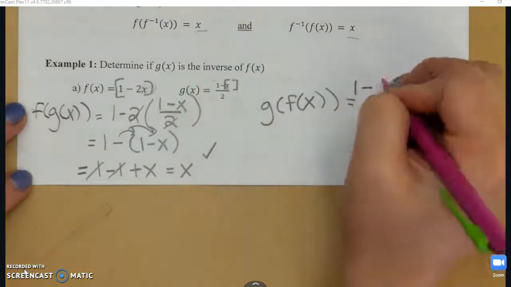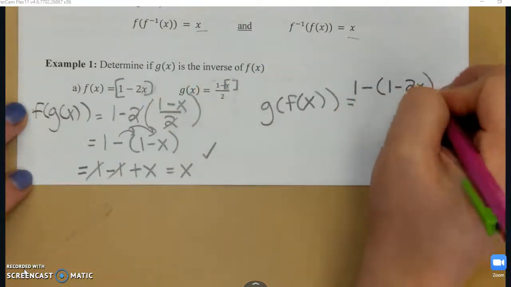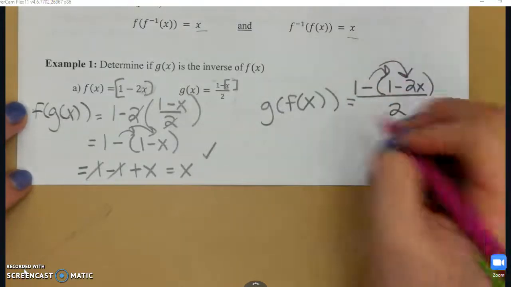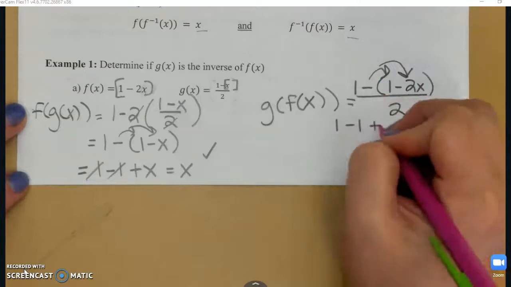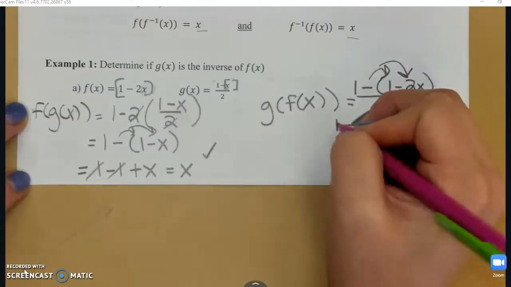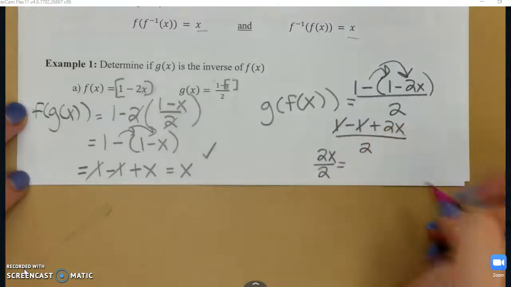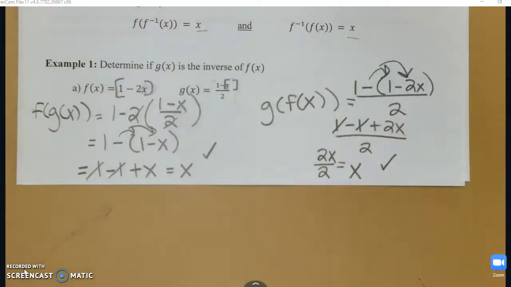So that's going to be 1 minus 2x over 2. Again, I'm putting it in parentheses because I need to distribute that negative. 1 minus 1 plus 2x over 2. The 1's cancel. I'm left with 2x over 2, which reduces to x. So both ways I got x as a result, which means these are in fact inverses of each other. Okay?